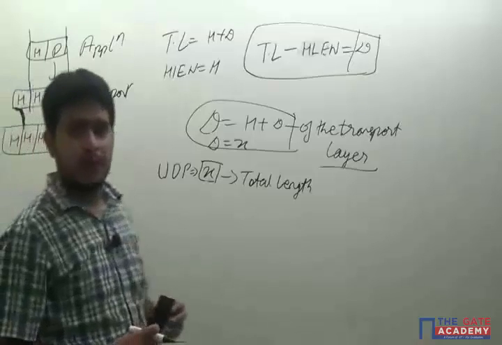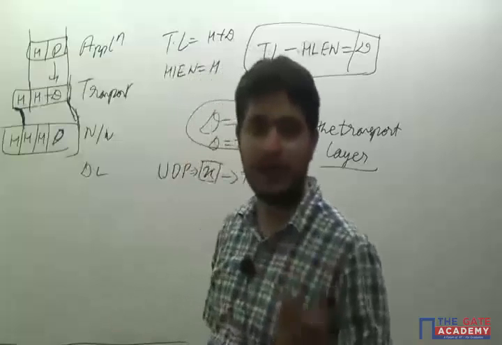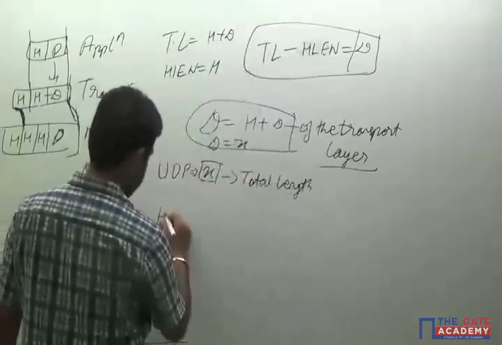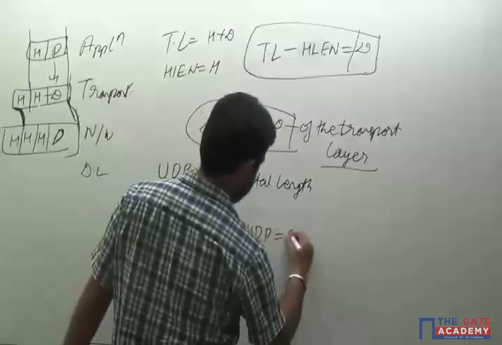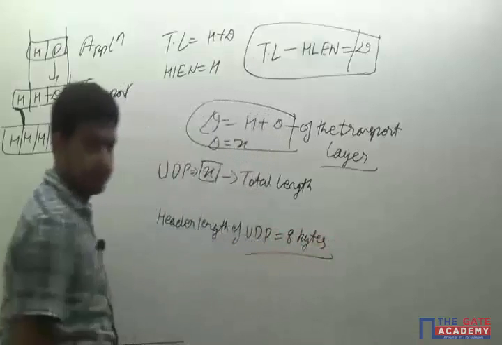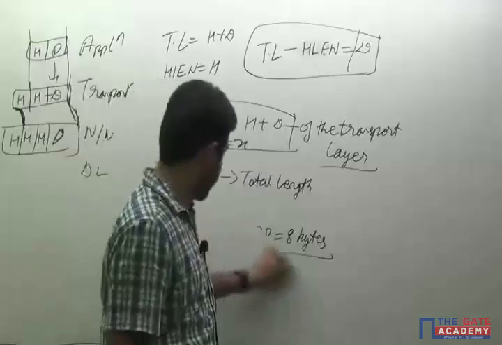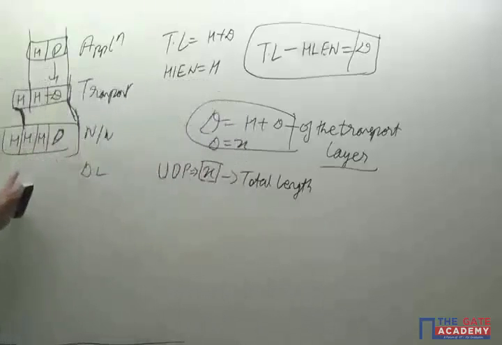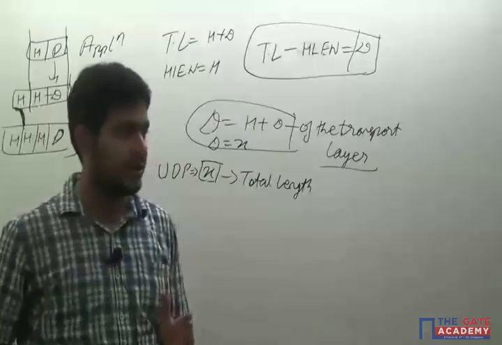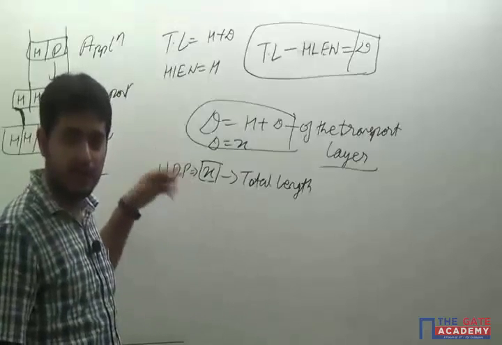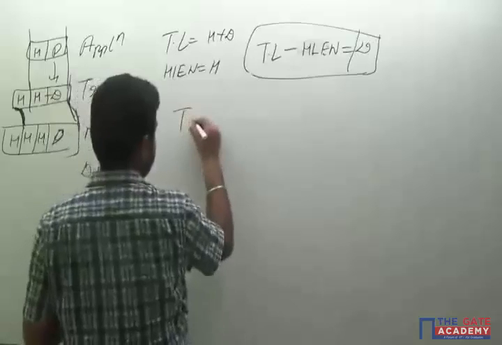Okay. So now if you want to find the total length of the UDP, what is the length of the header for UDP? It's 8 bytes. The header length of UDP is 8 bytes. It is fixed. The header of the UDP is fixed. It's 8 bytes. Now, if you see this diagram, in the network layer, what happens? The network layer adds its own header when it comes to the network layer. So, in the network layer, we have a field known as total length.